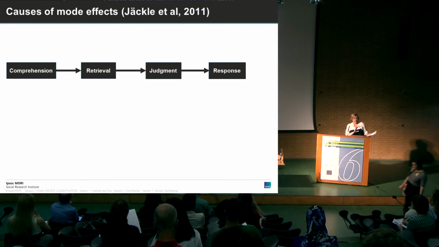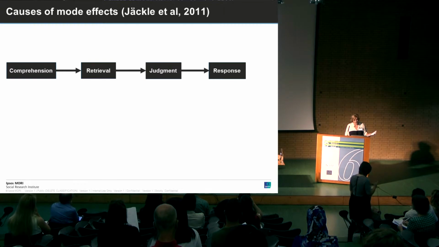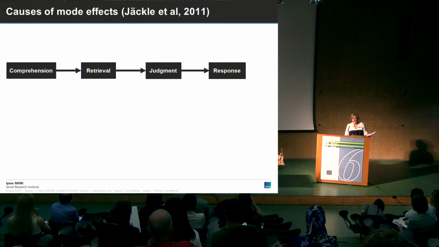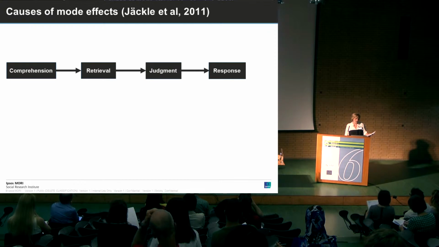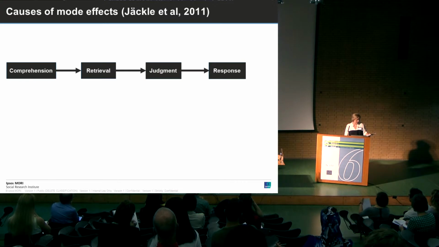But anyway, before a respondent can answer a question, they have to comprehend the question, they have to understand what the question is about. Then they need to retrieve from their memory any information that's relevant for answering that question. And then based on the cues given in the question and the information that they're able to retrieve, the respondent must then formulate an answer.